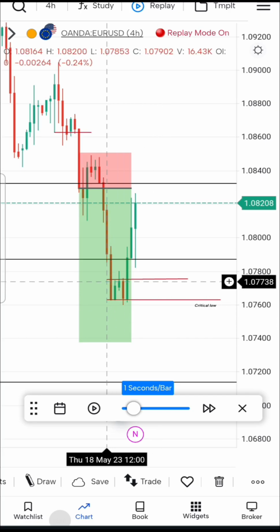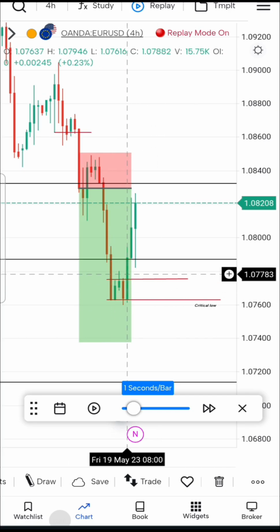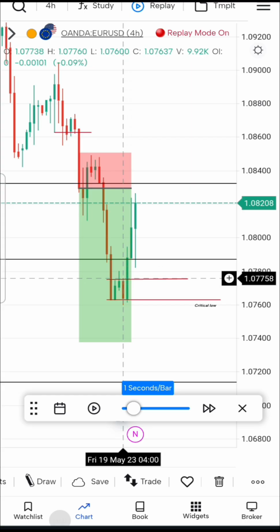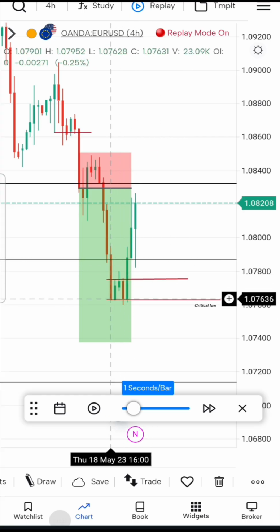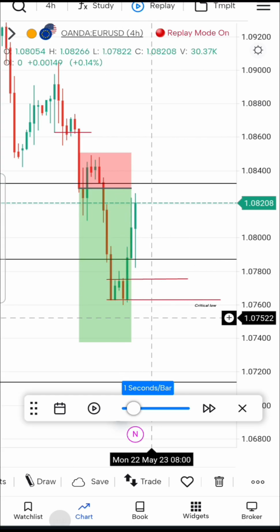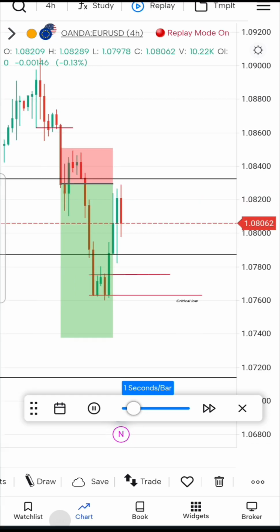So in this case scenario, if you have a critical high and you see price starting to displace above it, it's not looking good. So you should try to manage your position and get out. And if you have a critical low, that can give you confidence to move your stop loss. So let's see what happened later.